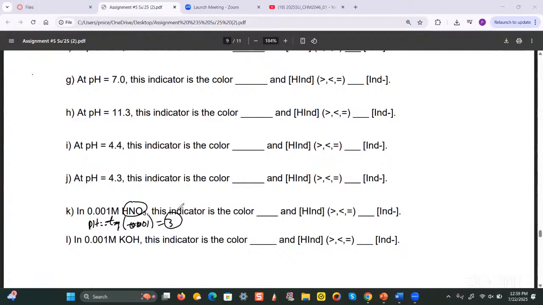So I would still say that the solution would be green. All right. And the same would be true in the case of this potassium hydroxide. In this case, well, actually, no, this would be pOH equal to minus log of 0.001, which would be equal to 3, which means that the pH in this case would be equal to 14 minus 3, which is 11. So what would you expect the color of the indicator to be at this pH? If the pH is 11.